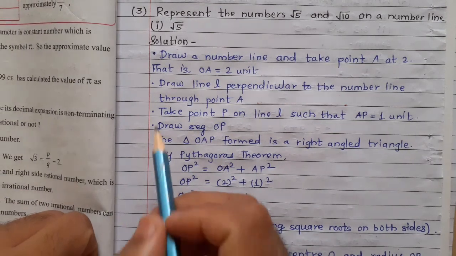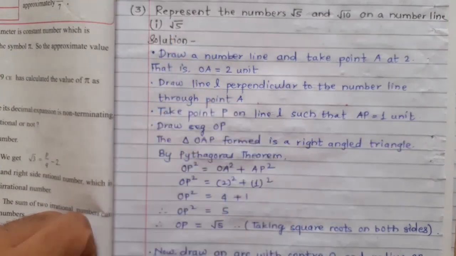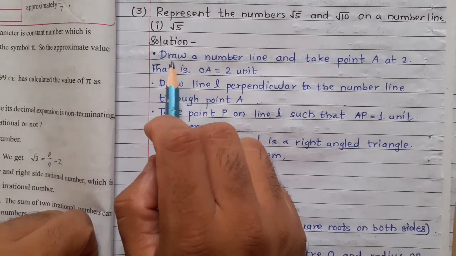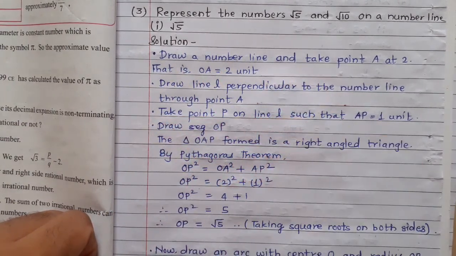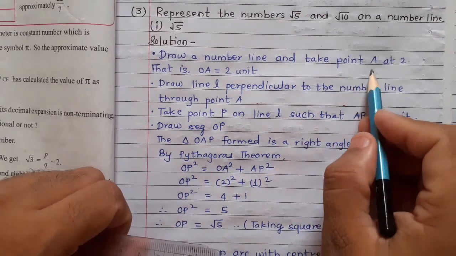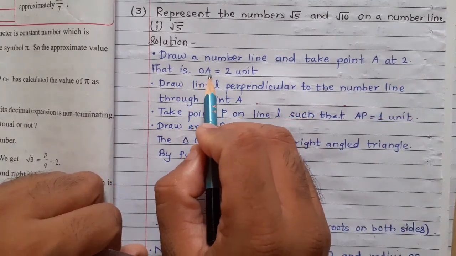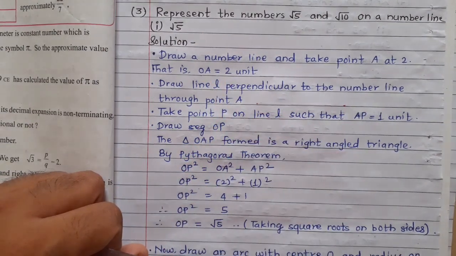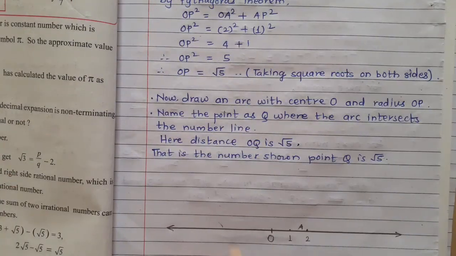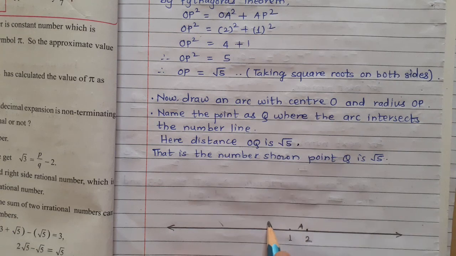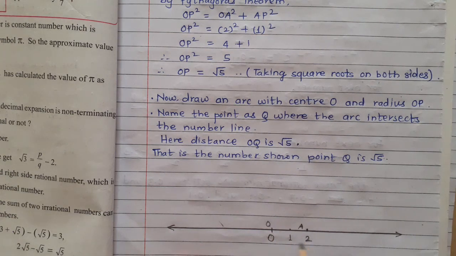First of all, we will represent under root 5 on the number line. For that, draw a number line and take point A at 2. That is, the distance between O and A is equal to 2 units.